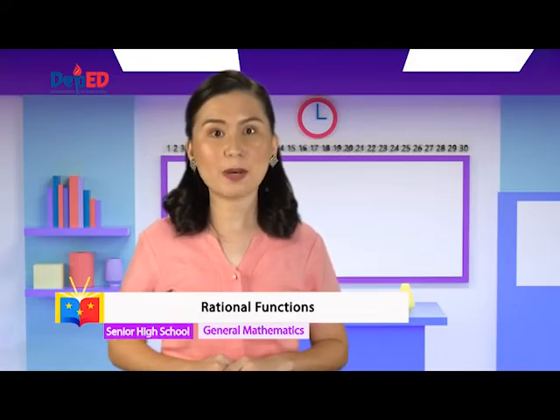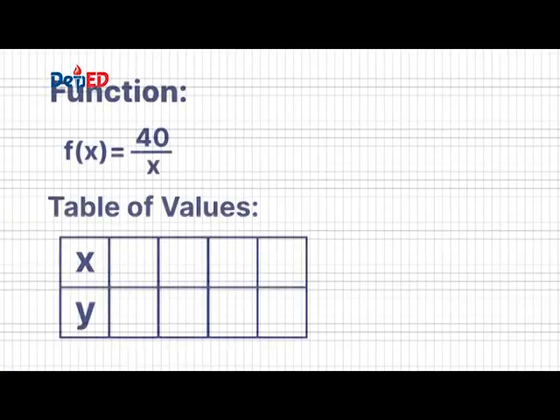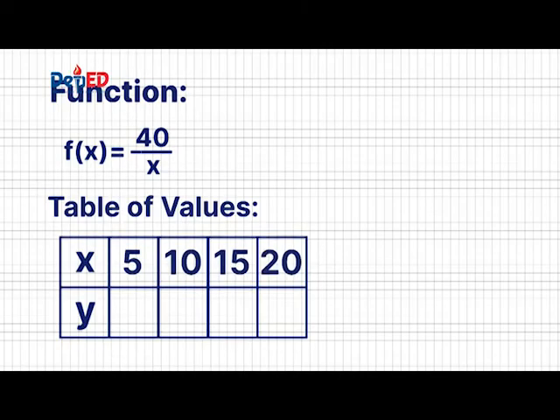Let's now try to represent the function using a table of values. Suppose we have the following values of x, which are 5, 10, 15, and 20. Find the values of y. You will be given 15 seconds.